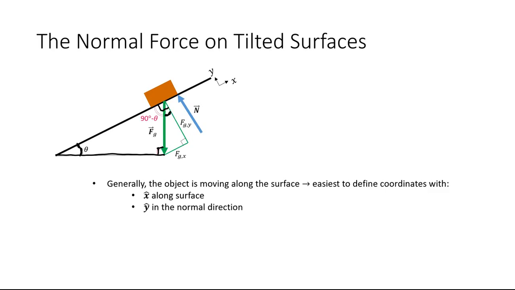All right, so the total angle has to be 90. 90 has to be equal to 90 minus theta plus the angle that we're looking for, and so that means the angle that we're looking for is going to be theta.